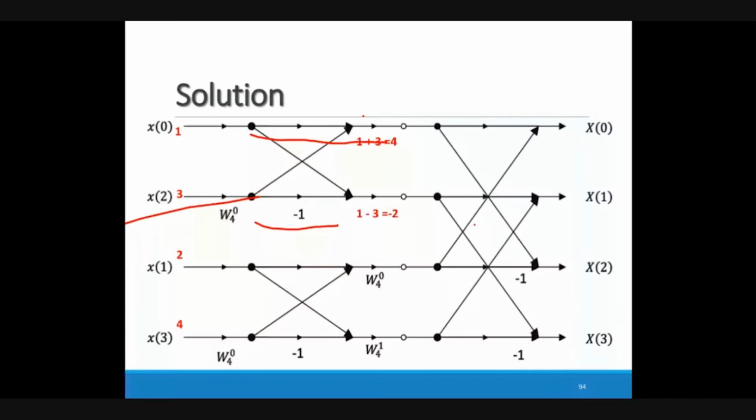Now we move to the third place. At the third place, you are applying x of 1 directly and x of 3. So addition of both you are getting at the output, that is x of 1 plus x of 3. So x of 1 having value 2 and x of 3 having value 4. So you are getting 2 plus 4, that is 6. 2 plus 4 is equal to 6.